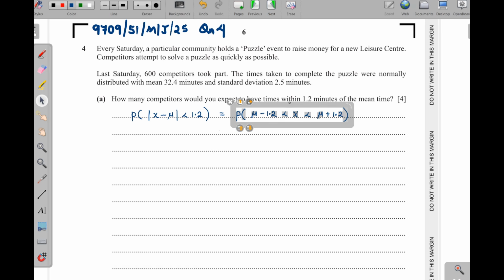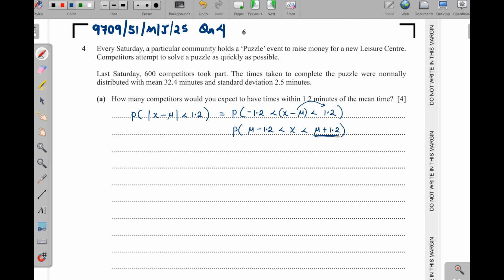In fact, let me take this one down. It can come here. And then when we are writing this, we can say that it is probability of, you stretch from negative 1.2 less than x minus mu, then less than 1.2. You begin from the negative this way and then the positive there. Now, when we are taking away mean from here, because we need an x in the middle, then it will jump these signs. That means it becomes a plus. So do you see how it adds to this one? And then also when it jumps here and it comes this side, it will also add to this one here. You see that? Now, this is what we are having.